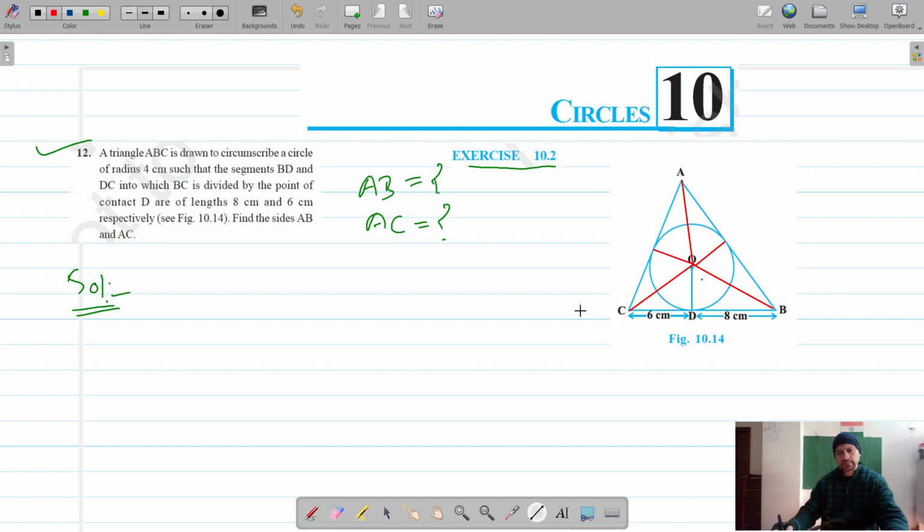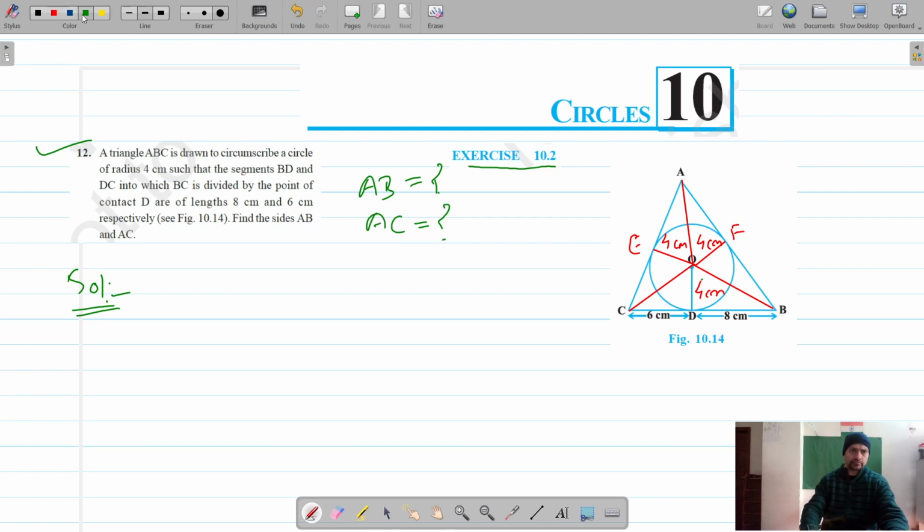And we will just name them. So I'm going to name them A, B, C, D, let's say E and F. OE, OF and OD are the radius, so they are 4 centimeters each. Let me just label them.